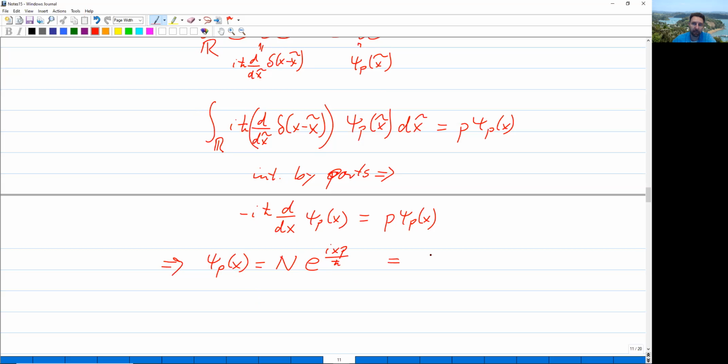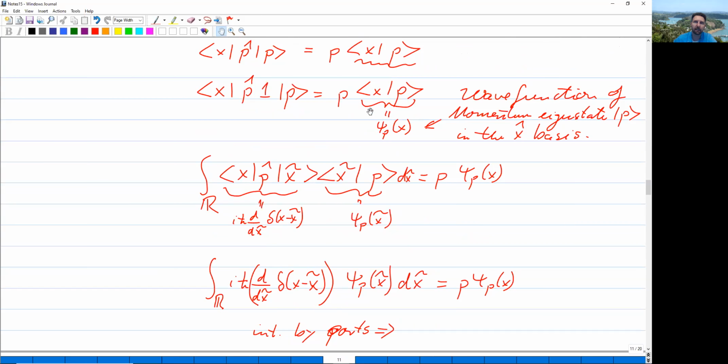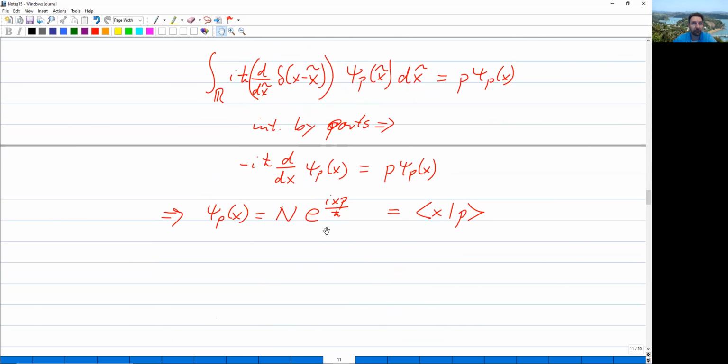And this is, by the way, remember, it is x p. It is a momentum eigenstate in the position eigenbasis. Let me just show you again. Over here, that's where we introduced it, or here, right? The momentum eigenstate in the position eigenbasis. All right, it's a plane wave. You see, e to the power i x p over h bar, that's a plane wave.